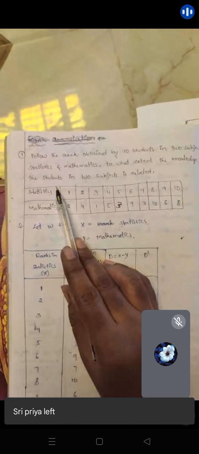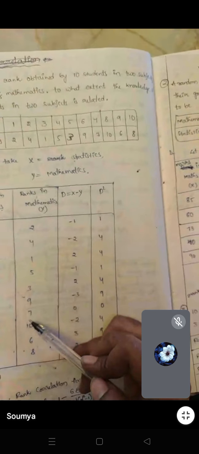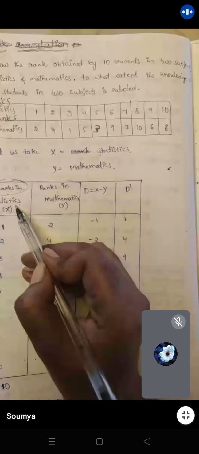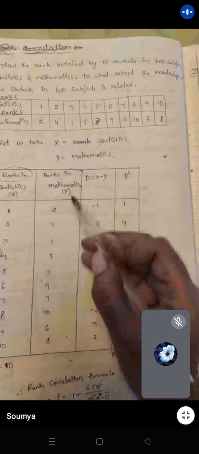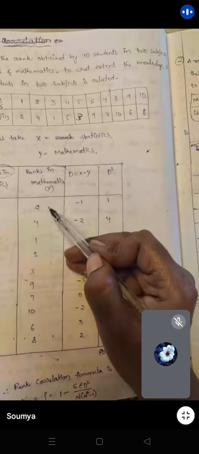Follow the ranks obtained by 10 students in 2 subjects, statistics and mathematics. To what extent is the knowledge of the students in the 2 subjects related? First of all, you have to write the ranks in statistics and mathematics. So these are the ranks in statistics. The given ranks, not any values: the ranks in statistics X are 1, 2, 3, 4, 5, 6 and the ranks in mathematics are capital Y.